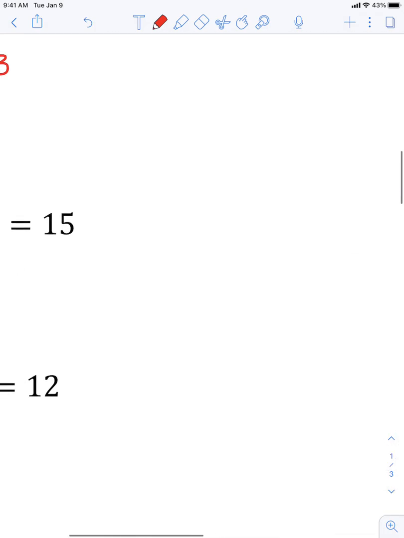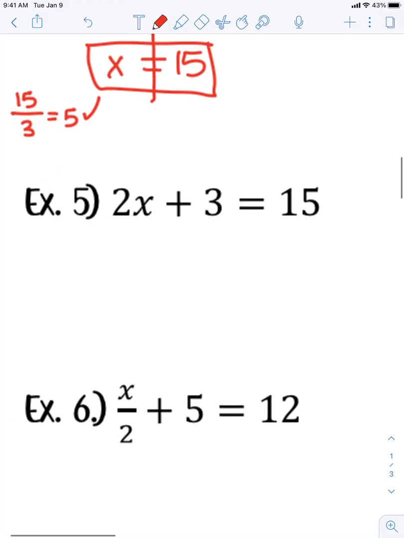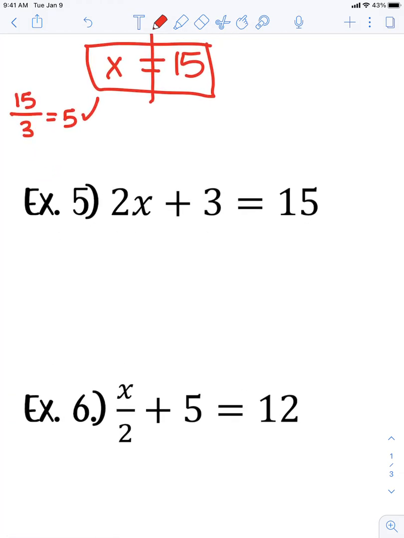Okay, now we're moving into two-step equations. So all of those were just one-step equations. Now we're moving into two steps. So this is going to require us to do 2 steps at once. Okay, so we break it down piece by piece. First, we want to add or subtract if we can. So I'm going to look right here.